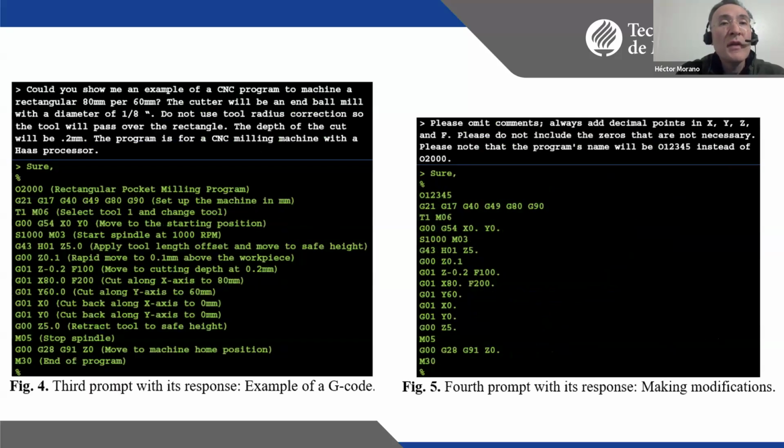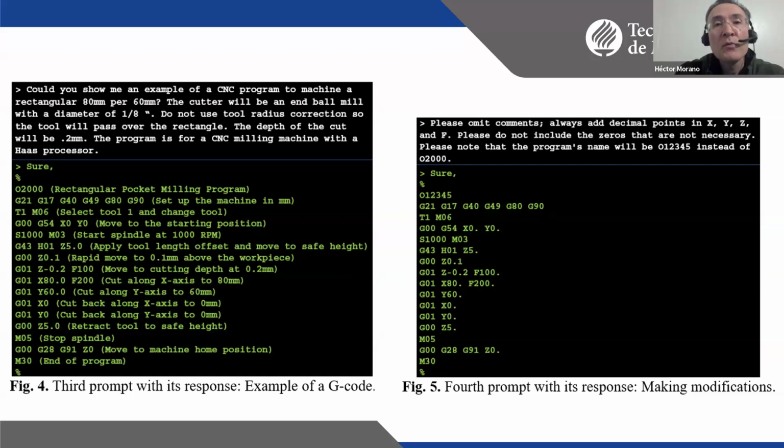So subsequently, with a third prompt in figure 4, the LLM was asked to make a program to machine a rectangle 80 millimeters by 60 millimeters using an end mill cutter. With a fourth prompt, the LLM was asked to make the necessary modifications to generate the program correctly. It was asked to add decimal points in the X, Y, Z, and F variables without including the zeros that are not necessary at the end of the variables.